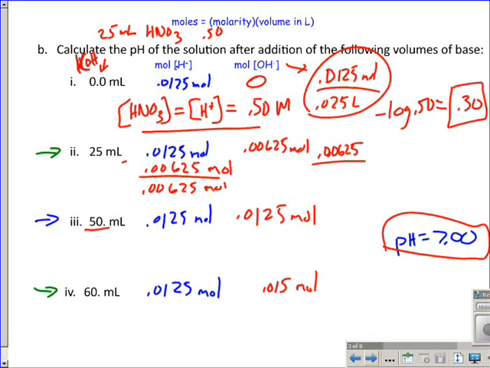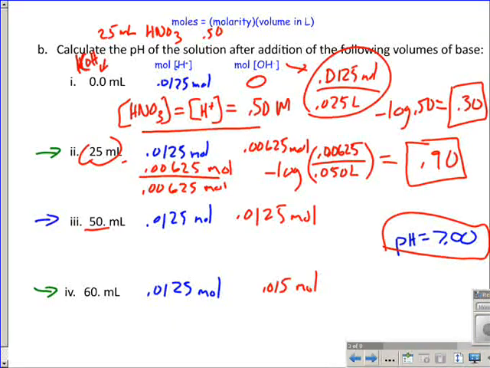So I have 0.00625, and I need to divide that by my total volume in liters. Well, I had 25 milliliters mixed with 25 milliliters, so I now have 50. So in liters, that would be 0.050 liters. So I can't forget to divide those two things to get my concentration, and I'm just going to take the negative log of that, because that is my H plus concentration at this point, and I'm going to get 0.90 is my pH there. So I'm going to start at 0.3, and after adding 25 milliliters, I'm up to 0.9.